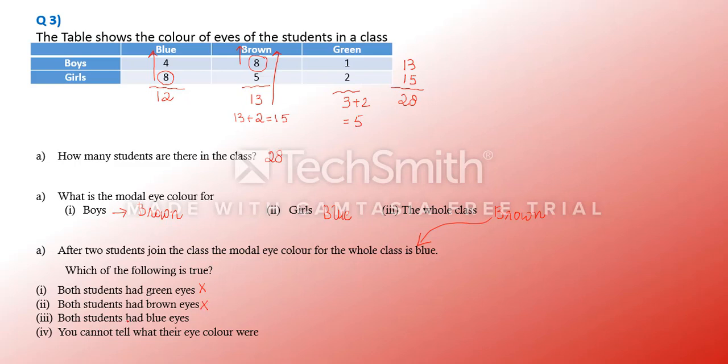Alright, the third one says both students had blue eyes. If both the students had blue eyes, then the new frequency would become 12 plus 2, which is equal to a 14. Now if I compare between 14, 13 and 3, obviously 14 is the maximum value and then the modal eye color would change to a blue. So which means this is the correct option. Since we've got the correct option, we probably don't need to look at the fourth option, which says you cannot tell what their eye colors would be. Alright, so third option is the correct option.